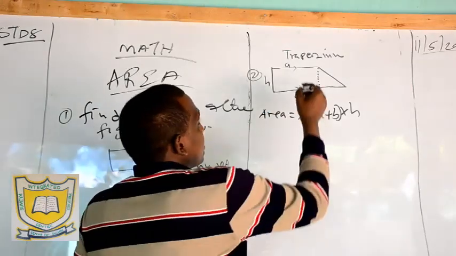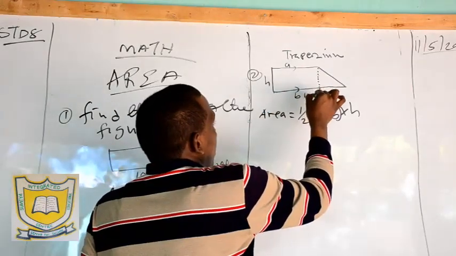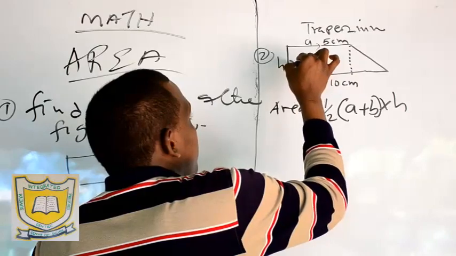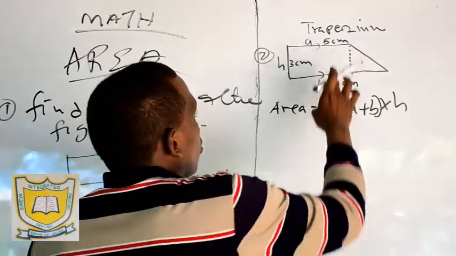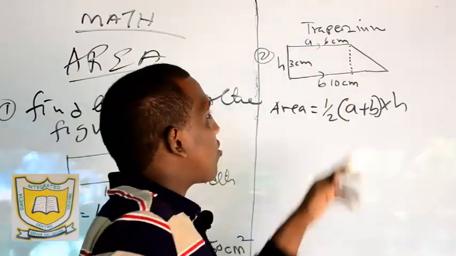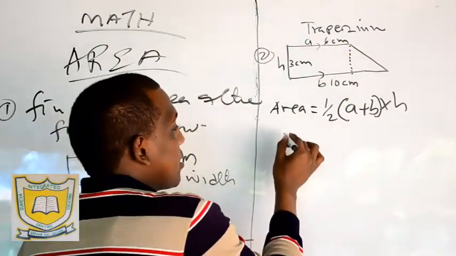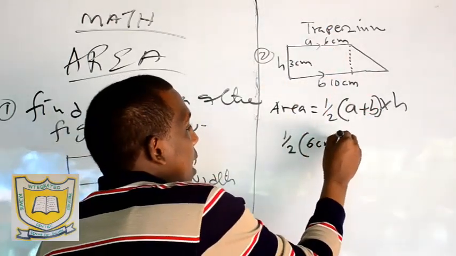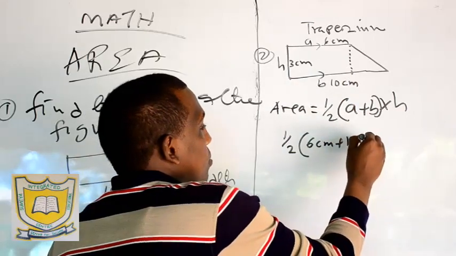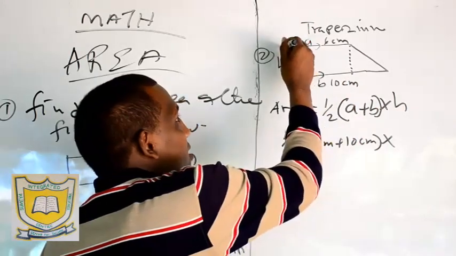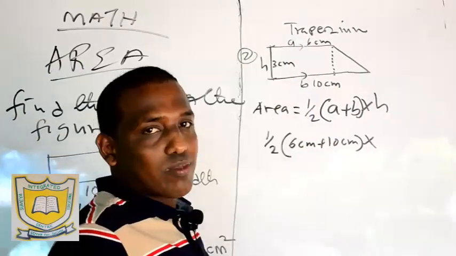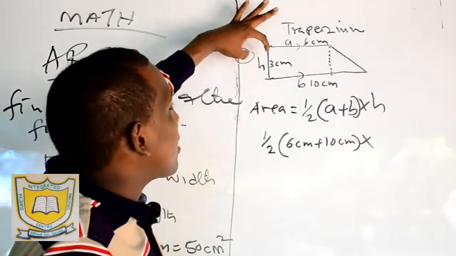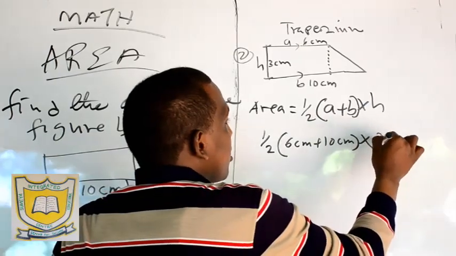So let's say now this line is 10 centimeter. And this line is, for example, 5 centimeter. And this line is 3 centimeter. And this line is, let's say, 6 centimeter. If I want to get the area of this one, the formula says a half into bracket A, A is 6 centimeter plus B, which is 10 centimeter, into bracket times height. This one is the distance. Sometimes they will tell you the distance in between the two parallel lines. If you hear the distance in between the two parallel lines, that is the height, times H, which is 3 centimeter.